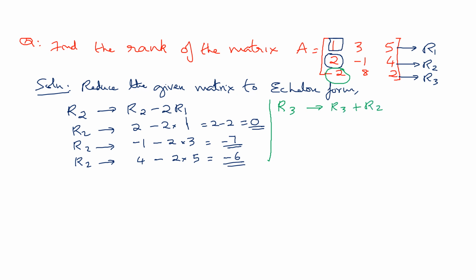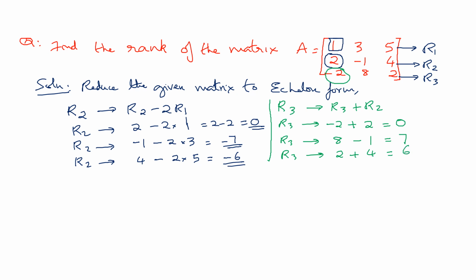So what happens now? R3 becomes minus 2 plus 2. R2 is 2, so minus 2 plus 2 becomes 0. In the same way, the same rule is applied to the other two elements. So 8 plus minus 1, that is 8 minus 1, is 7. And the last one is 2 plus 4, which is 6.